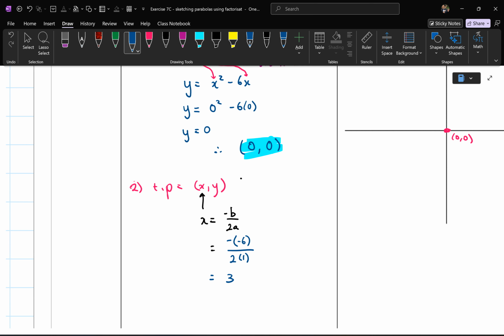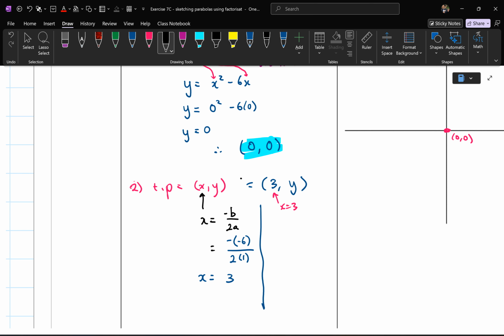Now this is what I was saying before. This only gives you the x coordinate. So far you now know it's 3, but you still don't know what y is. That's why I said before, how do you find this y value? And you don't sub 0 into the equation because we did that already. That was to find the y-intercept. If you want to find the y value, you're substituting x equals 3 into the equation.